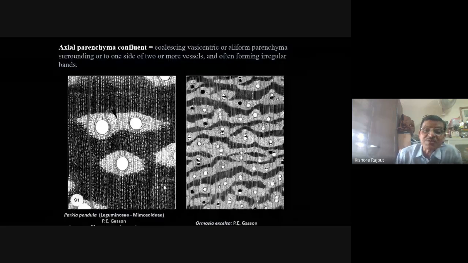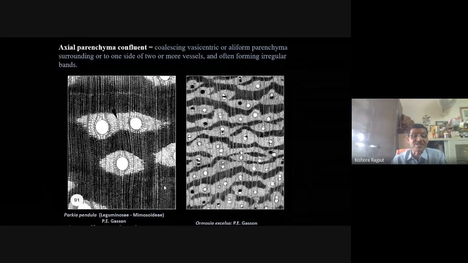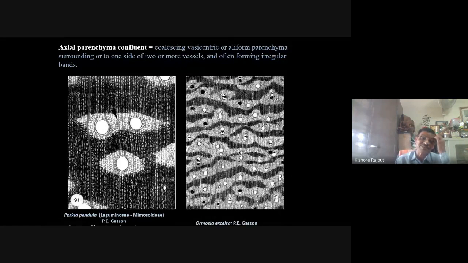Then when you look at the parenchyma, maybe they are aliform or maybe confluent. Here you can see the vasicentric or aliform parenchyma, where two large circles are seen on the left side, basically looking like eyes and a mouth. That portion looks like eyes and mouth. They are the vessels and the surrounding parenchyma cells, which have a very typical arrangement. That is what we call aliform arrangement.